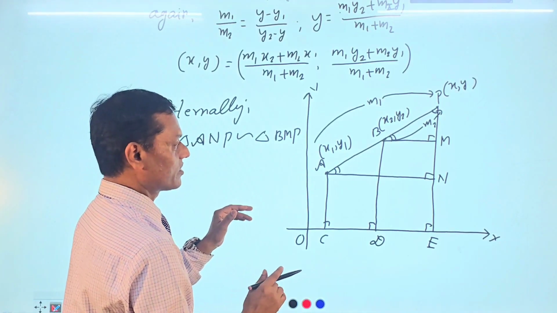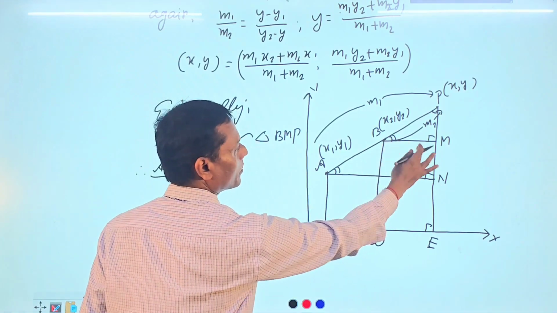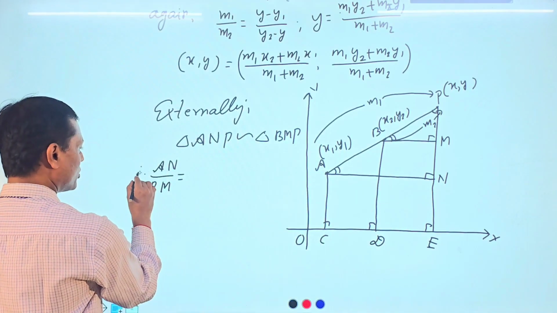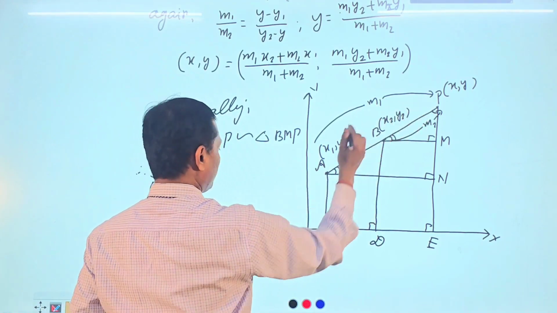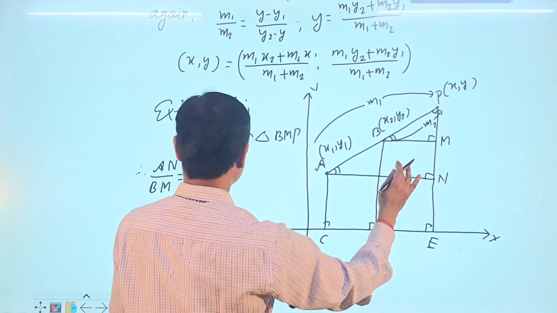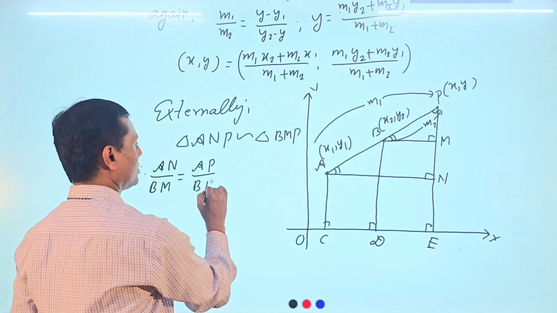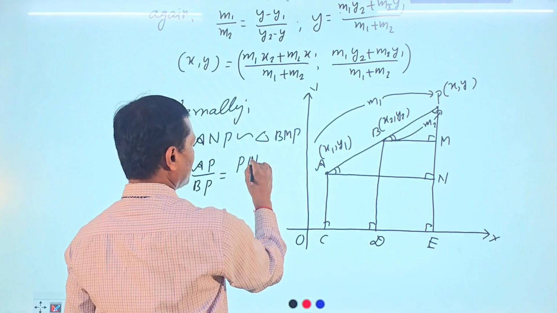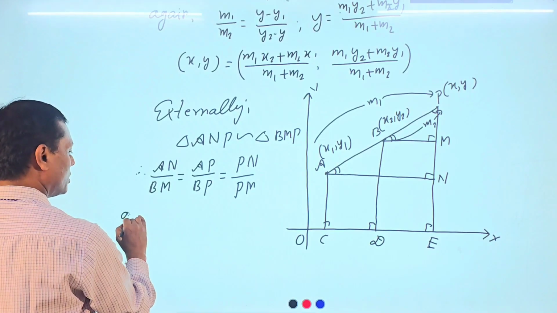So when you write the sides proportional here, we can write AN over BM equals to, see carefully, first of all you can write AB or AP, the bigger triangle, AP over BP, this is the smaller triangle, and that equals PN over PM, right? Then you can write all the values here.